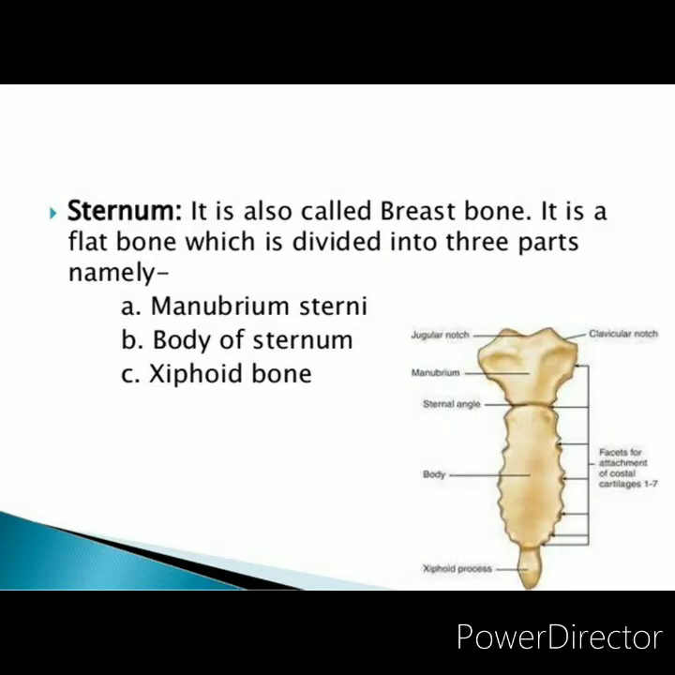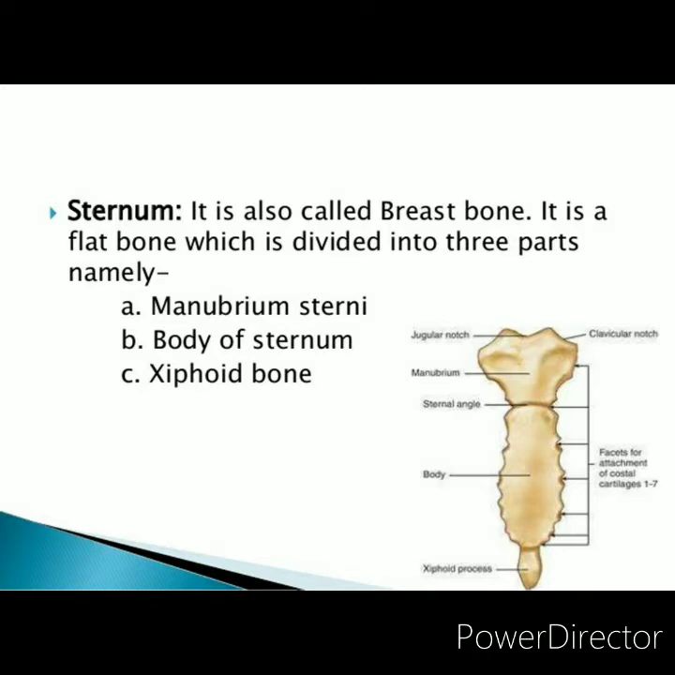So what is the sternum? It is also called the breastbone. It is a flat bone which is divided into three parts, namely manubrium sterni, body of sternum, and xiphoid bone. So the sternum, as I have already shown in the pictures in the previous slide, you can find in the middle part of our chest. So just see the pictures of the sternum on the right side.